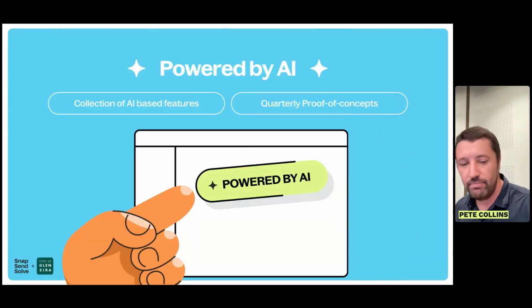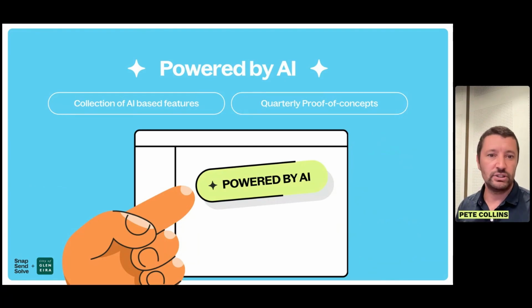So you will see over the coming months and the coming quarters an increasing number of powered by AI badges in our experience on the solver side and on the snapper side. And really, this is going to represent a collection of AI-based features that we think are increasingly important to add to our platform. And the reason we want to do that, I'll come all the way back to some of the things Kieran talked about at the start when he was articulating why this is a problem.